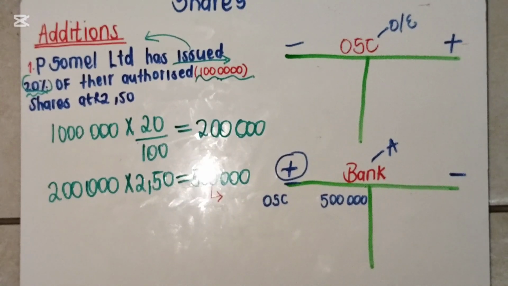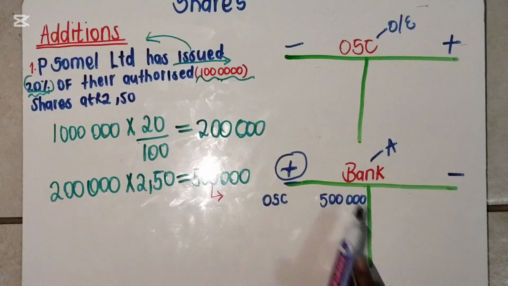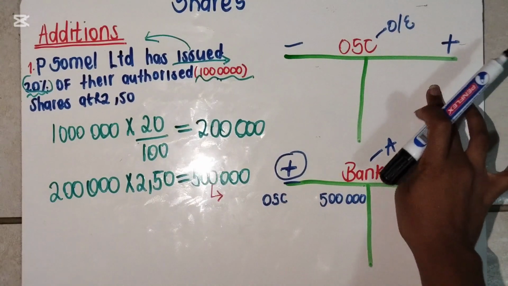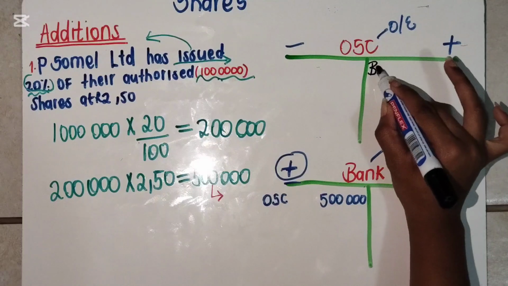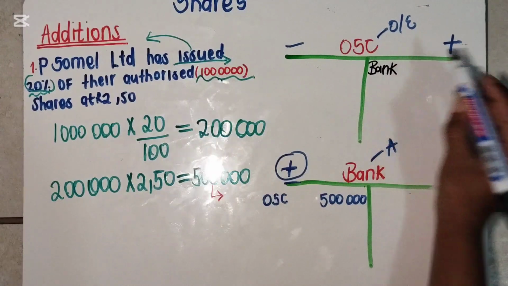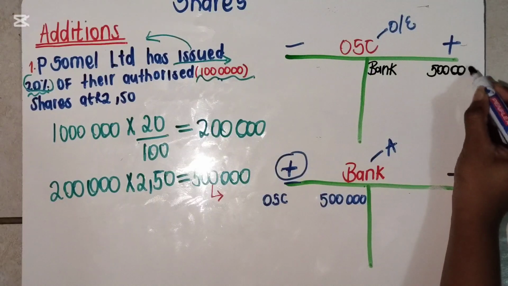So all the time, you can start at bank. Even if you don't know what the sign for ordinary share capital is, you start at bank. Okay, I received money, meaning it's on the debit side. Now, what is the opposite side of debit? Since it's on the debit, it means it's going to be on the credit side. So now you're going to have bank on this side with the same amount. Now you're done.